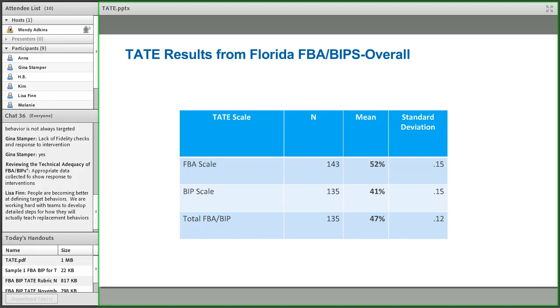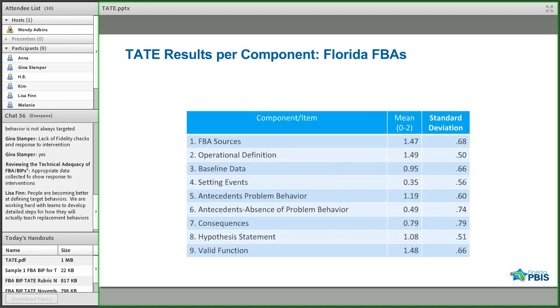However, I would venture to say that anything 50% or below is probably not technically adequate, just common sense. We're not going to go over all of these other than to say these are the different items. And if you do your own, you're going to be able to create tables and graphs and all sorts of things like these. But with these, you want to see mean scores between 0 and 2. The closer the mean scores are to 2, the more adequate that area is. And these are taking each of the 9 items in the FBA BIP.